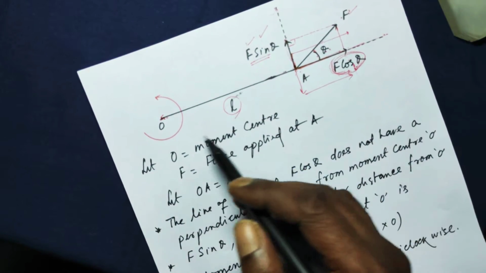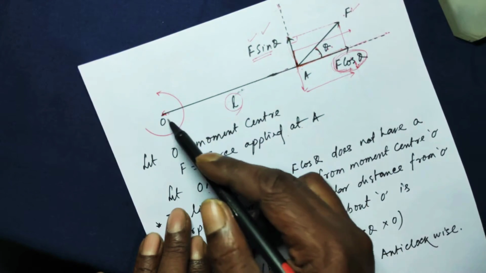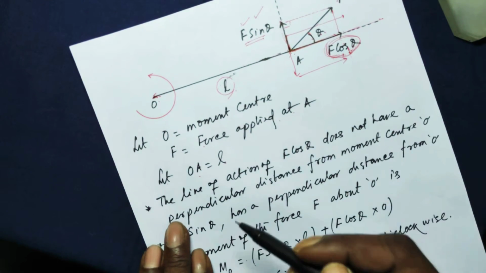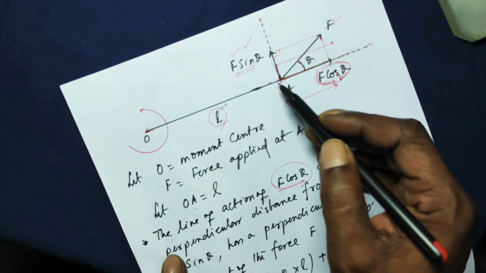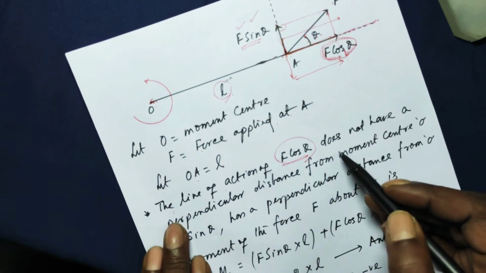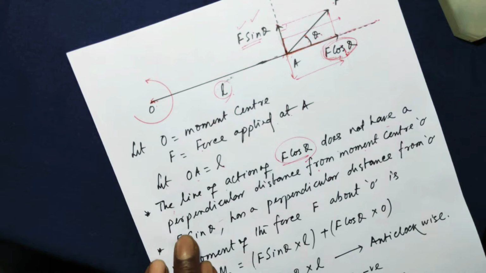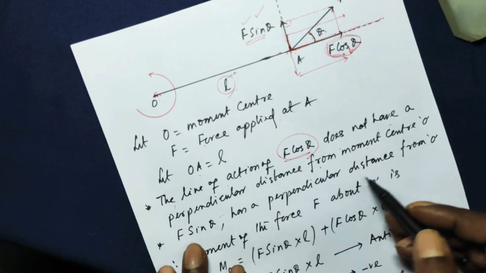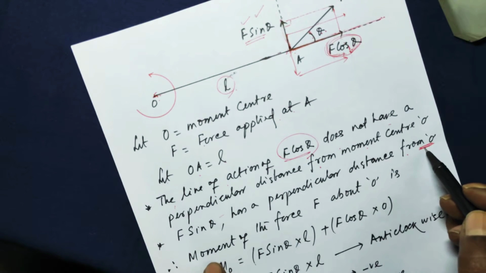Now let O be the moment center, and F the force applied at A. Let OA be equal to L. Now the same thing, what I just explained, I have written it here. The line of action of F cos theta, that is this line of action, does not have a perpendicular distance from the moment center O, it is at 0 perpendicular distance. So this will not have a turning effect. Whereas F sin theta has a perpendicular distance from O, which the point O is called the moment center.